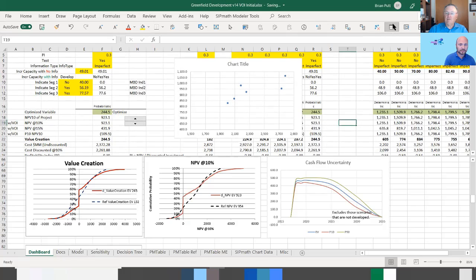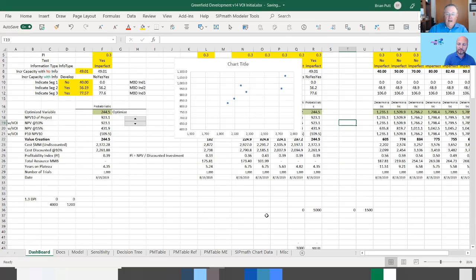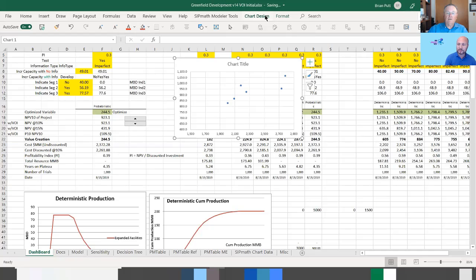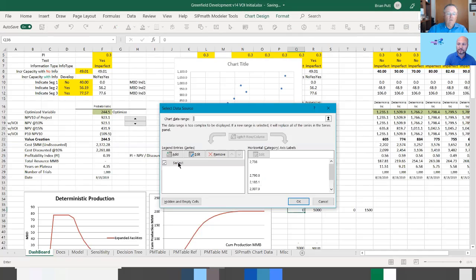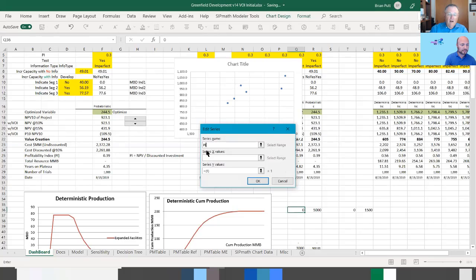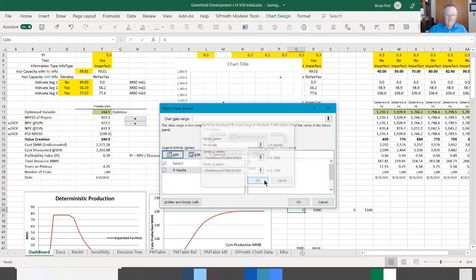Let me get rid of my split screen for a second here. Down here, I'm going to add these numbers. I'm going to make a line out of this, so it plots. We'll go back down to chart design, select data. We're going to add a PI line, PI hurdle, let's call it that. The X values are these two, and the Y values are these two here.